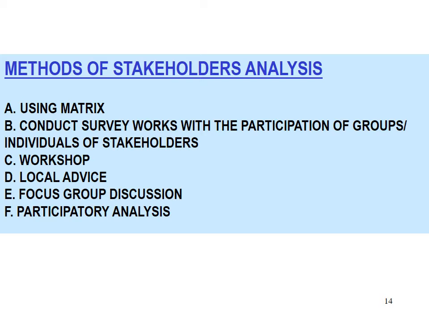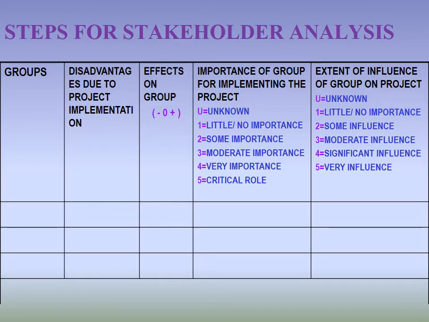Listen, methods of stakeholder analysis. I have given here 6 different methods: using matrix, conduct survey, works with the participation of groups, individuals, of stakeholders, workshop, local advice, focus group discussion, participatory analysis. So, ladies and gentlemen, there are a number of matrices to identify projects in local areas, to meet the need of local areas, to solve the problem of local areas, or to improve a particular situation.